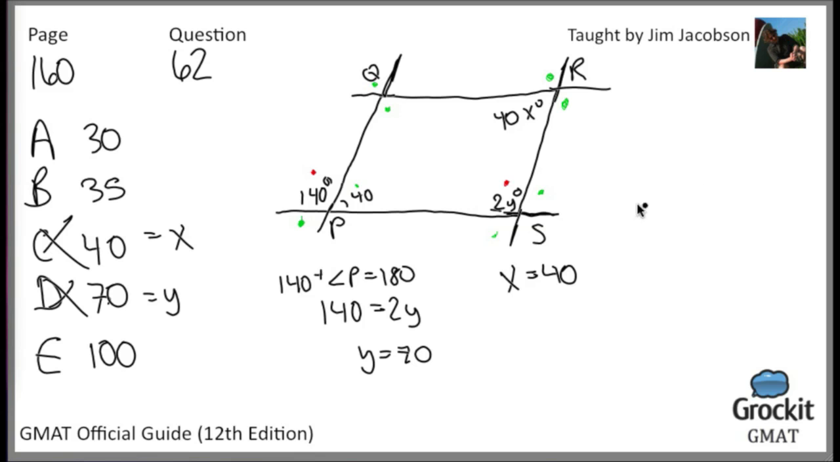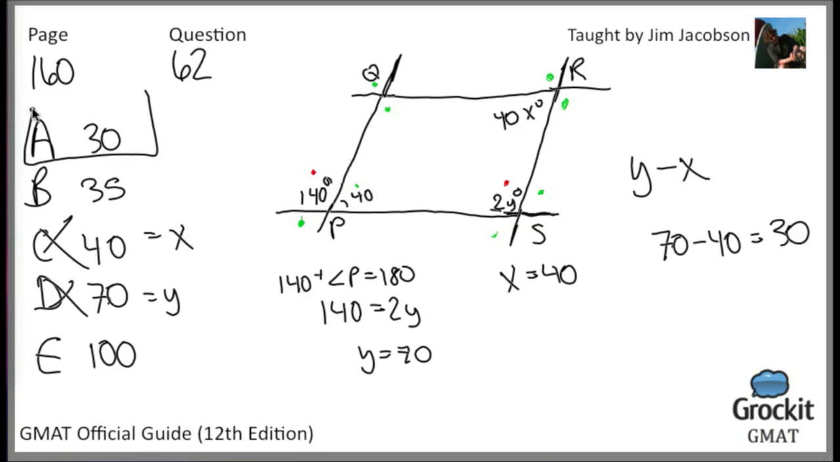We are being asked for y minus x. So in this case, y minus x is 70 minus 40. That equals 30. Choice A.